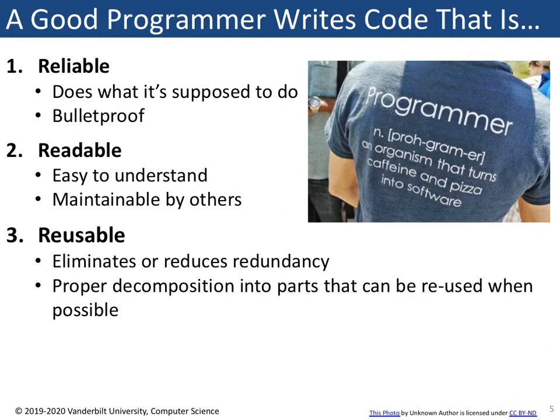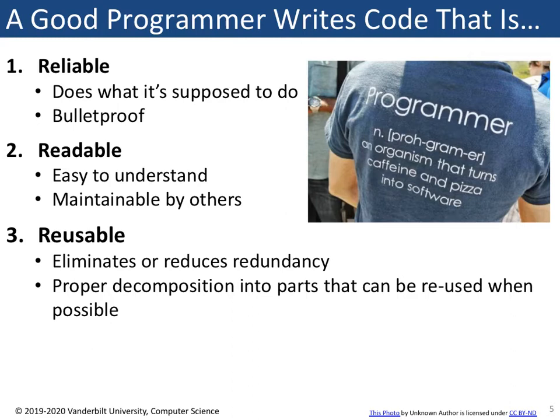So reliable was all about that it should do what it's supposed to every time we need it to. Readable is about that when we actually look at the underlying code of the program, we can make sense of it and understand what's going on. Other people can maintain it, not just the person who originally wrote it.